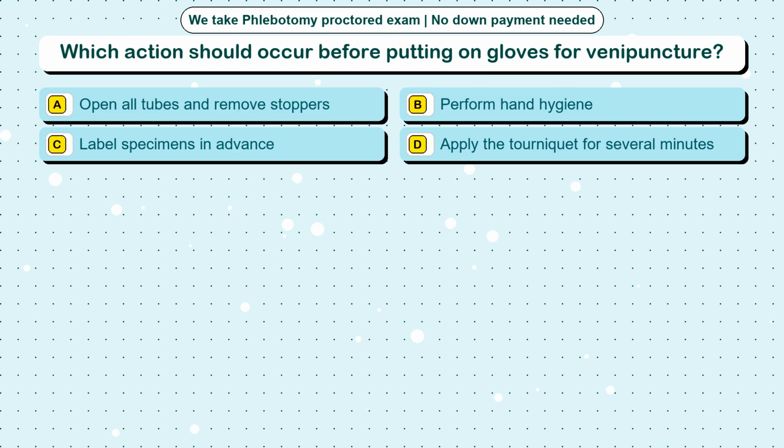Question 45. Which action should occur before putting on gloves for venipuncture? Option A. Open all tubes and remove stoppers. Option B. Perform hand hygiene. Option C. Label specimens in advance. Option D. Apply the tourniquet for several minutes.